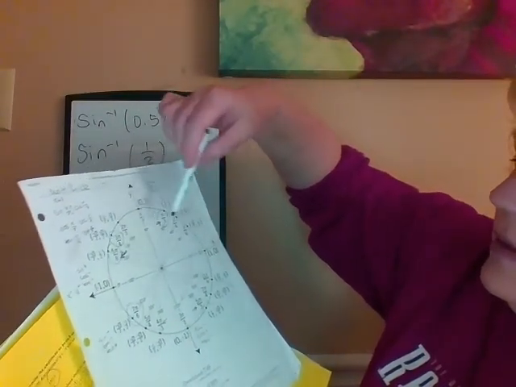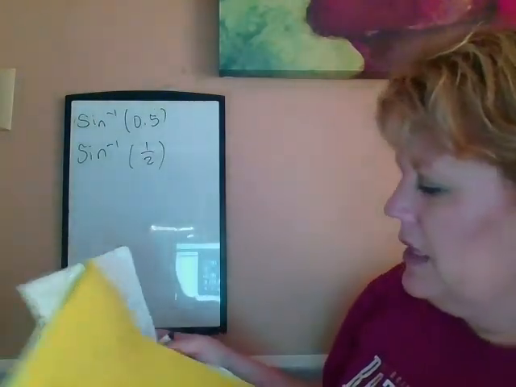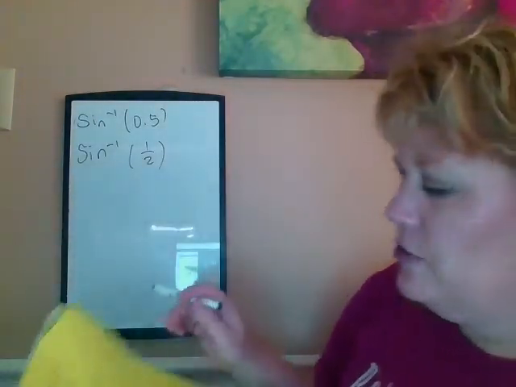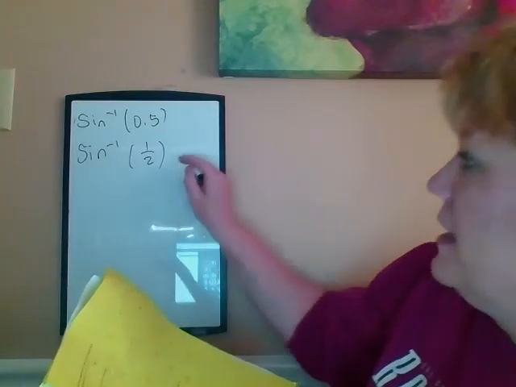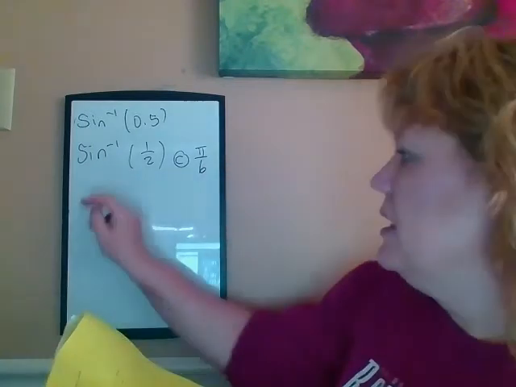5 pi over 6. So look at your answer choices. 5 pi over 6 is not an answer choice, so C is the answer. So it's pi over 6.